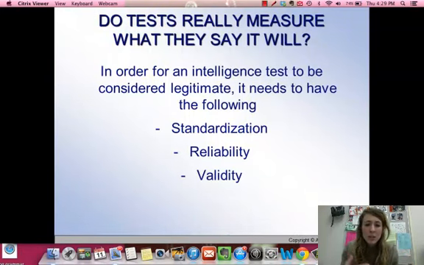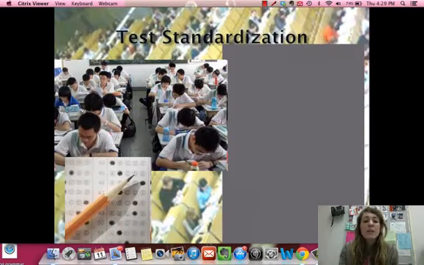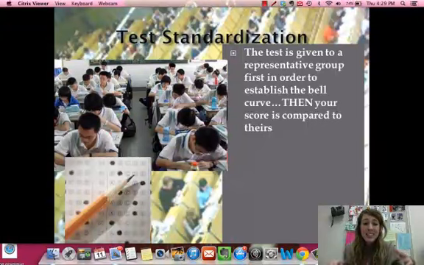So in order for an intelligence test to be legitimate, it has to have the following 3 things: standardization, reliability, and validity. Test standardization. What they do is they take the test and they give it to a whole bunch of people before you ever see it. They give it to a representative group of kids. Let's take something like the ACT.